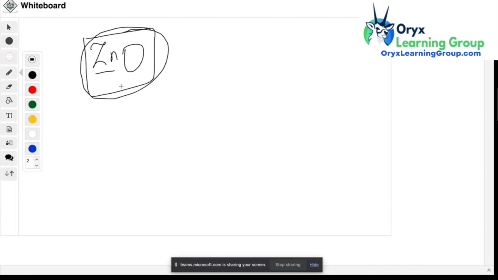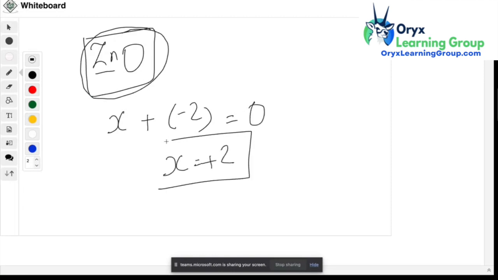So how do you try to answer this one? Let's assume that the oxidation state of zinc is X. So X plus oxygen, which is -2, is equal to 0. So X will be equal to +2. So that is the answer. The oxidation state of zinc is +2. Are you clear with this or no? Yes, I understand. Everyone clear?